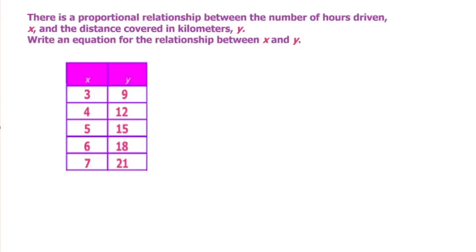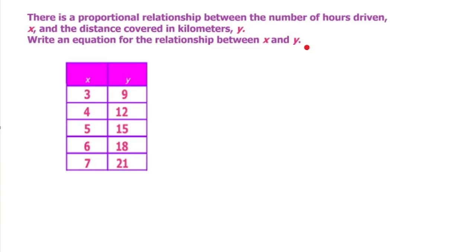In today's video, we're going to write an equation for a proportional relationship from a table. So if we have a problem like this that says there is a proportional relationship between the number of hours driven, x, and the distance covered in kilometers, y, write an equation for the relationship between x and y. And here we have all our x numbers, and here we have all our y numbers in this table.